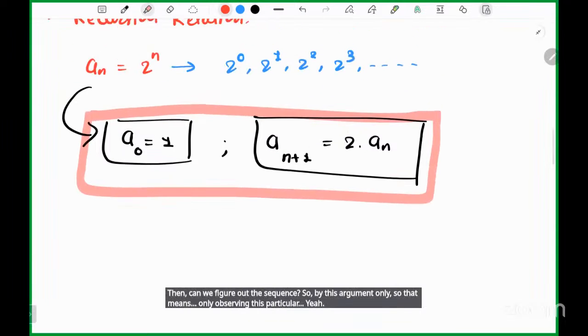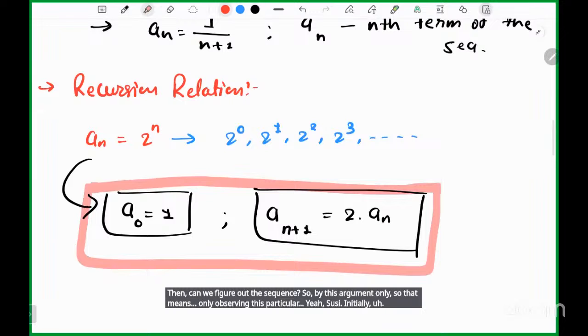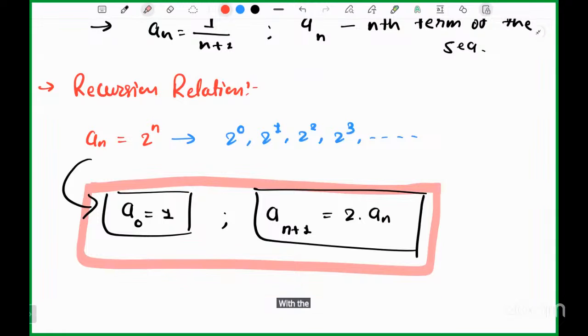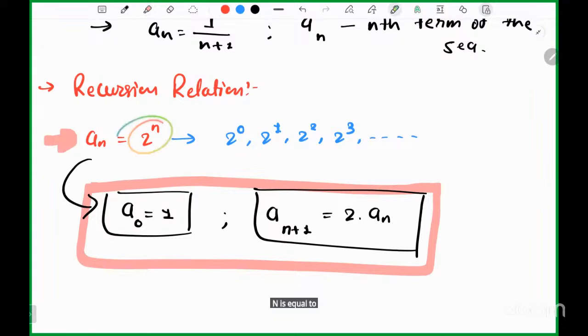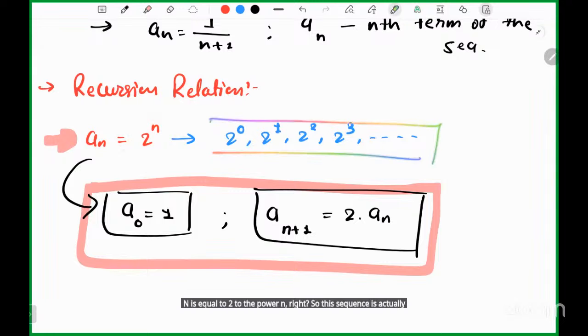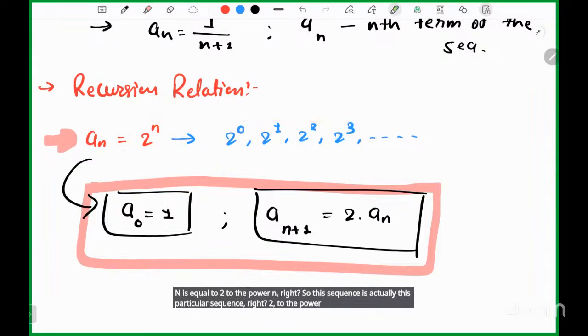Yeah, so initially, what does recursion relation mean? We can have a relation between the next term of the sequence and the previous term of the sequence. I'm taking an example. You have this sequence, an is equal to 2 to the power n, right? So this sequence is 2 to the power 0, 2 to the power 1, 2 to the power 2, and so on.